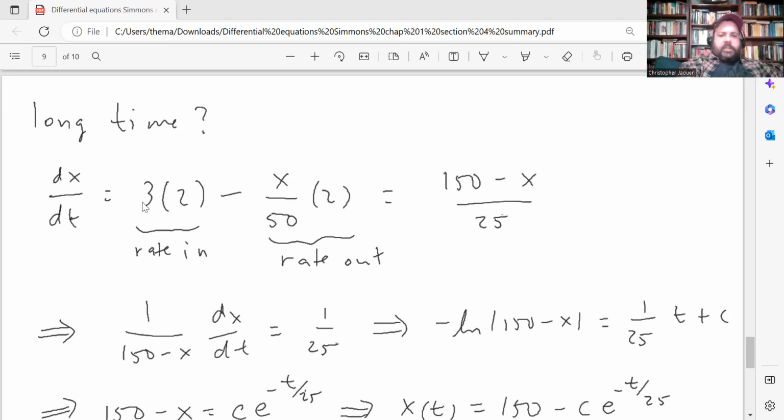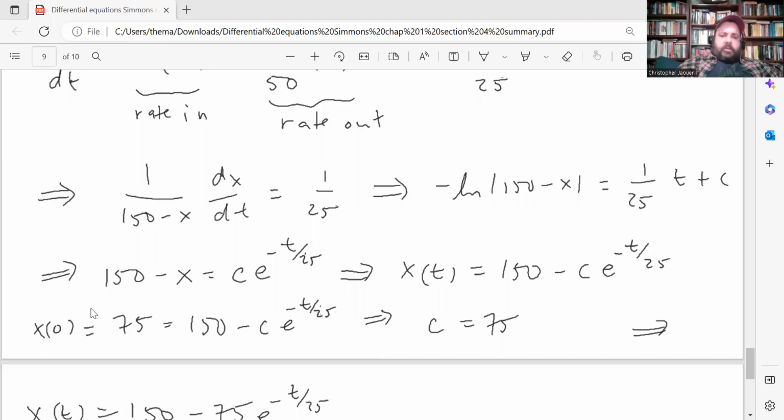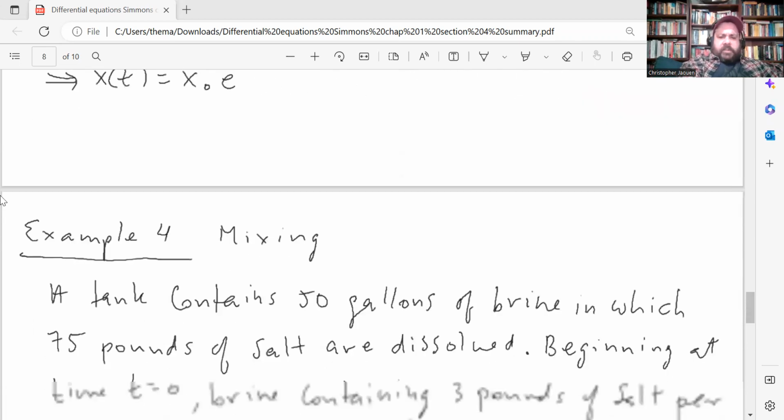So dX/dt is (150 minus X) over 25, and we can easily solve this differential equation by separating variables, which I'm doing below. Right, so 1 over (150 minus X) dX/dt is 1 over 25. Find your antiderivatives, which gives you, when you simplify everything, this expression here. So this family of functions, X(t) equals 150 minus C times e to the negative t over 25. And then finally, we can figure out what C is by plugging in the initial value. So at time 0, there's 75. They said there were 75. Was it grams or pounds? I forget what they said.